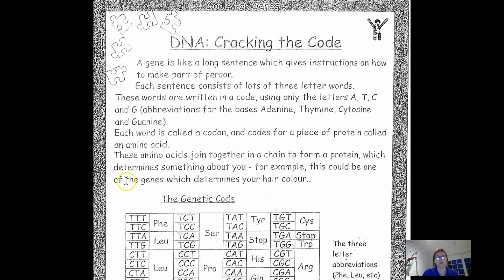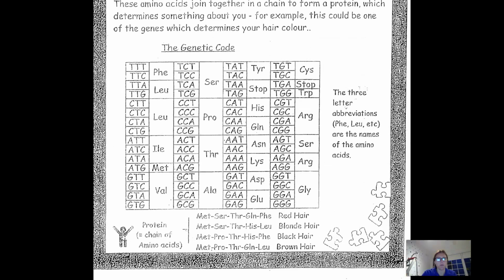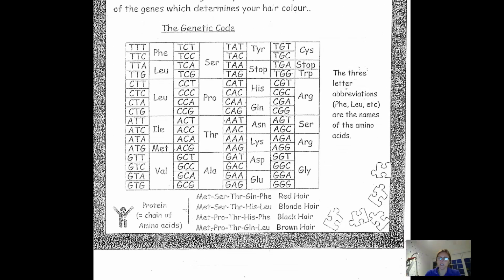If we have a look, each sentence consists of lots of three-letter words. The words are written in a code, and it's only using, as we've talked about before, the letters A, T, C, and G. Each word, each three-letter group of letters, is called a codon, and it codes for a piece of protein called an amino acid, and those groups of amino acids combine together to form that protein. So if we have a look here at this sheet and we come down here, here's our genetic code.